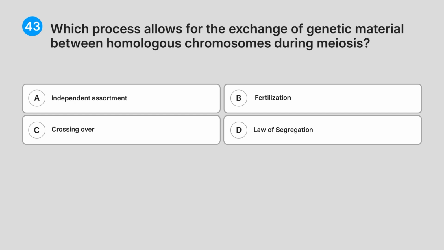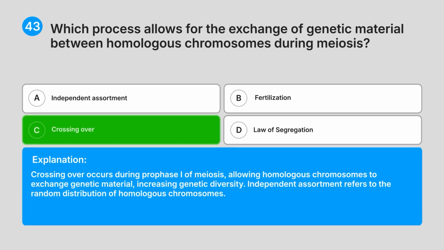Correct answer. C. Crossing over. Explanation. Crossing over occurs during prophase I of meiosis, allowing homologous chromosomes to exchange genetic material, increasing genetic diversity. Independent assortment refers to the random distribution of homologous chromosomes.